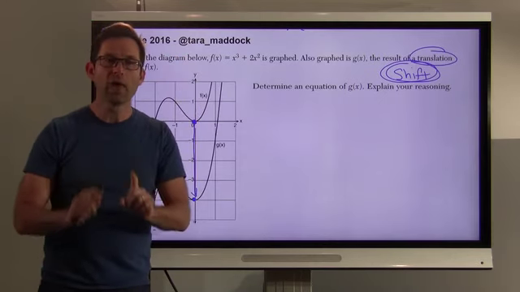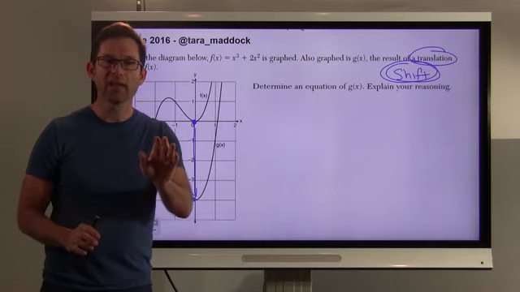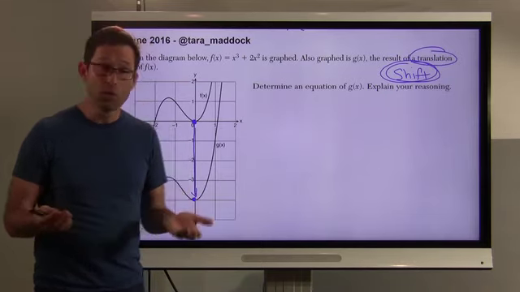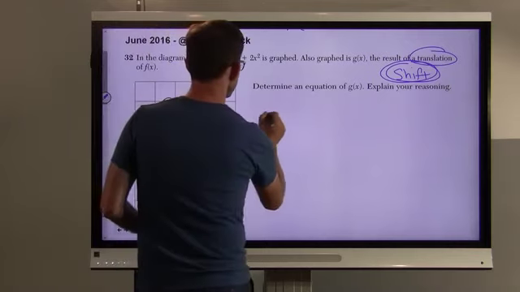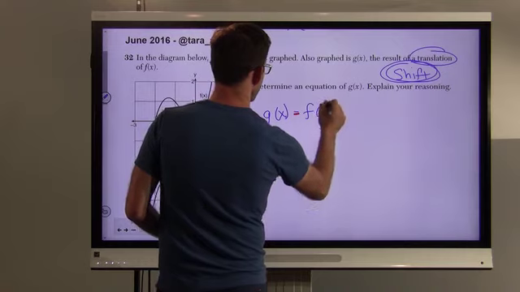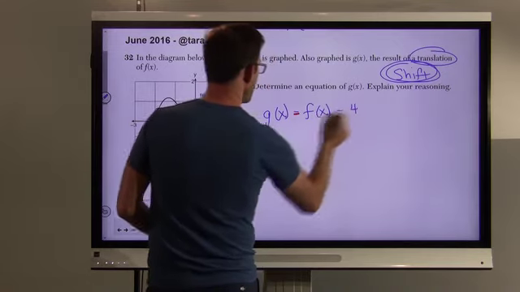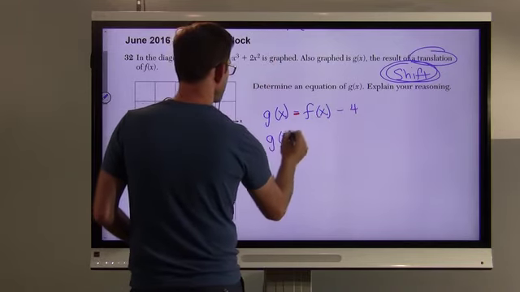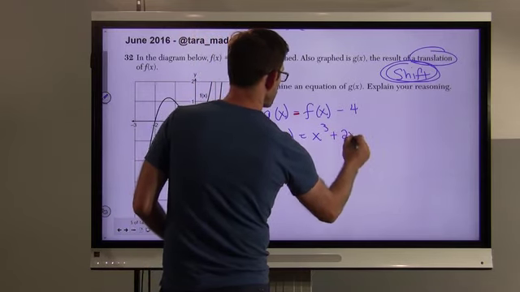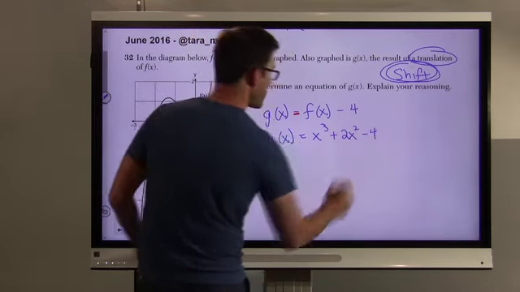And the way you do that with any function is by adding or subtracting to the overall formula, in the way that you would think. So in other words, g of x is just f of x minus 4, but that means that g of x is equal to x cubed plus 2x squared minus 4.